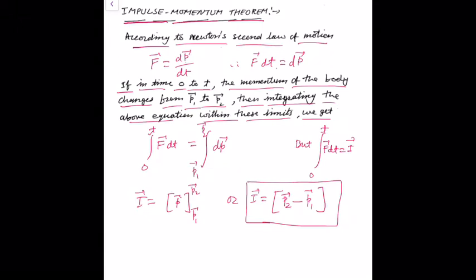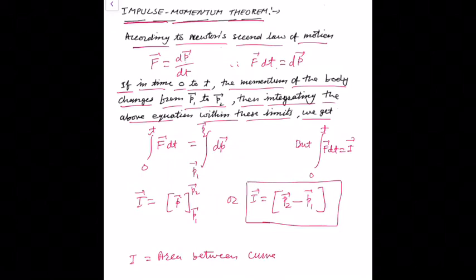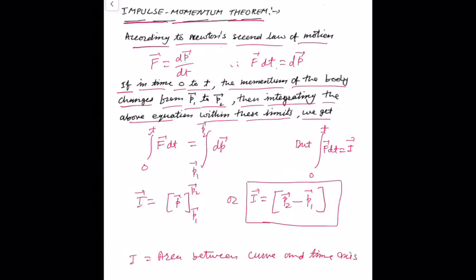If we plot a graph between force and time, the area under the curve and time axis gives the value of impulse, that is I is equal to area between curve and time axis. Clear?